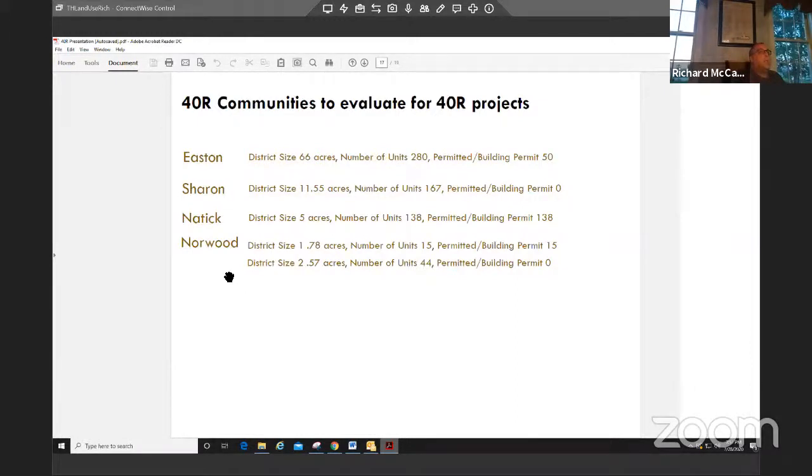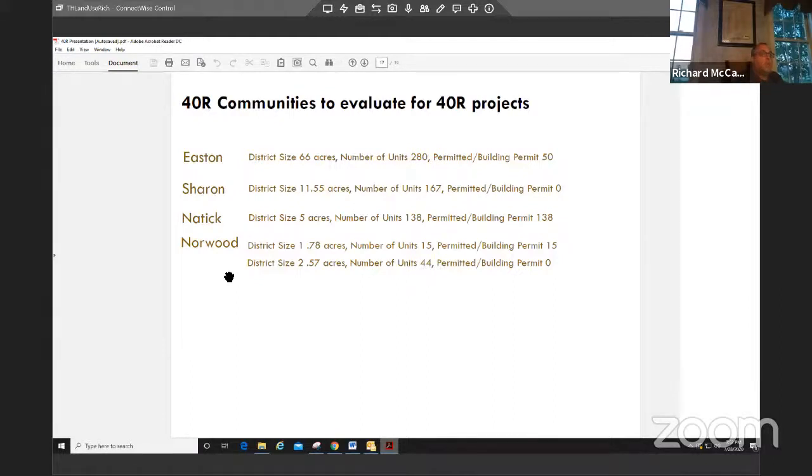So here I wanted to touch on, we looked at many other municipalities out there with 40R districts, but these are 4 that we thought would be of potential interest. Not necessarily models, because each one of these towns doesn't fit 100% with the town of Norfolk. There's really no town that exactly matches, but you get a sense of at least the scale and size. Norwood has 2, and they're both less than an acre, and the unit counts associated with it.